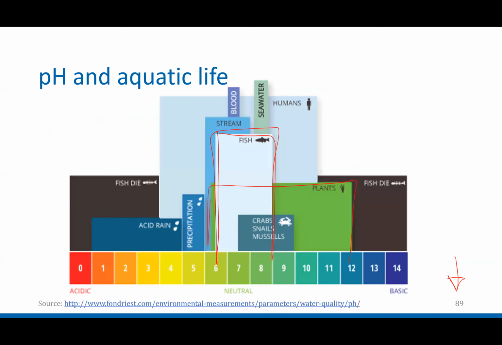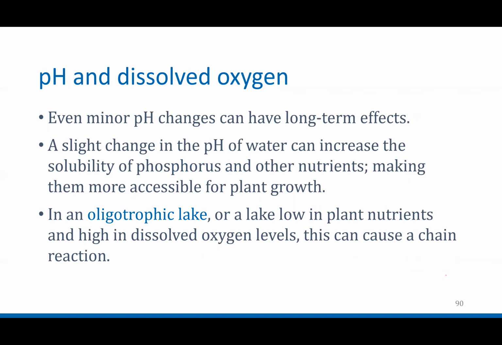All right. So pH and dissolved oxygen. Little pH changes, still big effects, right? Anything in the water, any type of change to the ecosystem can have very long-term effects. So temperature, pH, dissolved oxygen, all of this. And they're all slightly related in a way. A slight change in pH can increase the solubility of nutrients, making them more accessible for plant growth. We'll talk about this literally in the next section. But this is not necessarily a good thing for the other aquatic life.